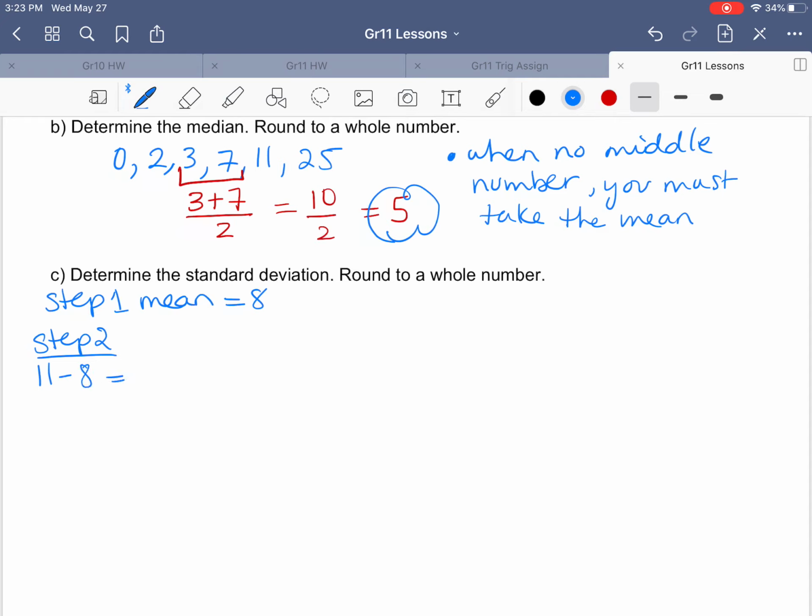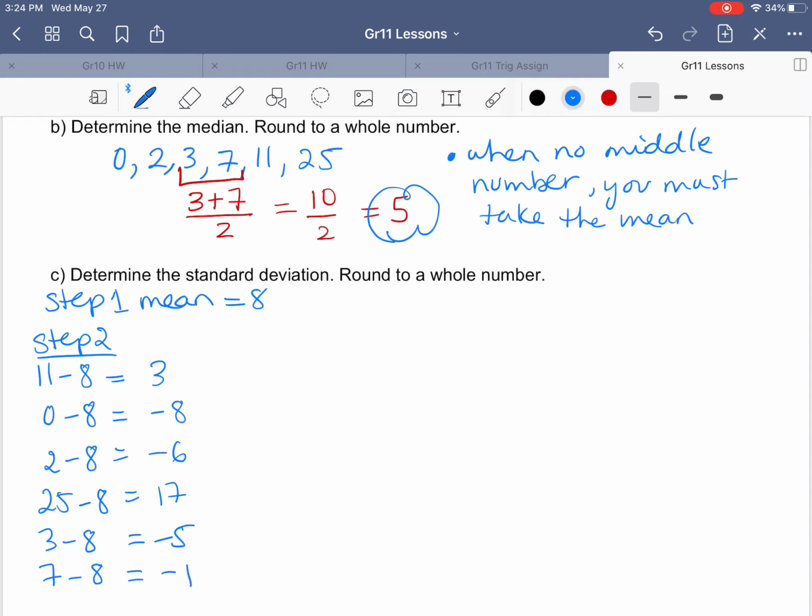Now step 2 is to subtract the mean from each of the data points. So we have 11 minus 8, which gives us 3. 0 minus 8 gives us negative 8. 2 minus 8 gives us negative 6. 25 minus 8 gives us 17. 3 minus 8 gives us negative 5. And then 7 minus 8 gives us negative 1. So that is step 2.